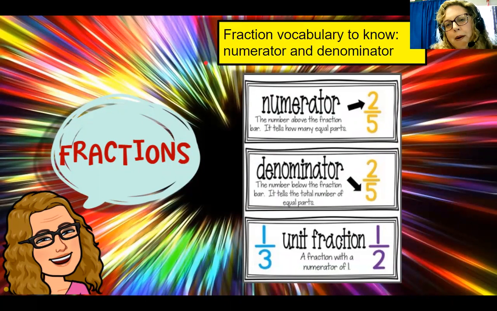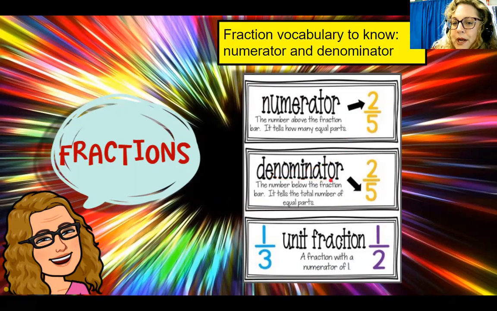It says fraction vocabulary to know would be numerator and denominator. The numerator is on the top. It's the number above the fraction bar. It tells how many equal parts all together. And the really important part is the parts need to be equal. And it's how many parts you're talking about. You might be talking about 2/5 are shaded in. So there are 5 equal copies or 5 equal unit fractions. And 2/5 of them are shaded. So 2 of the 5 are shaded.